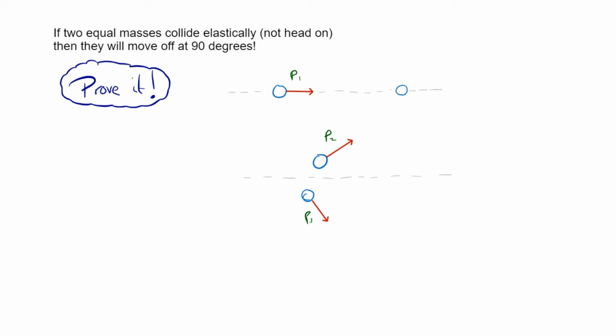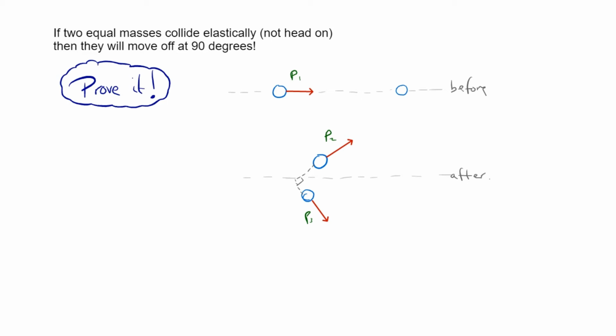Now if we do this, we might see that it looks like a right angle there, that they're moving off from each other. But how do we actually prove that? Of course, let's put this in. This is before the collision. This is after the collision.